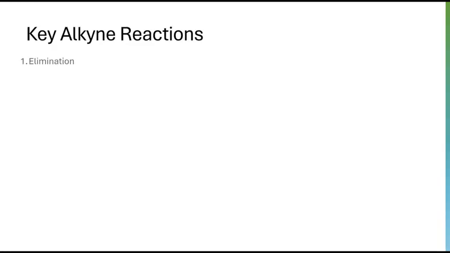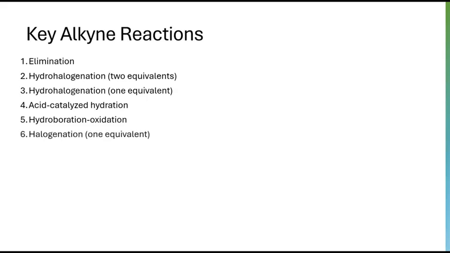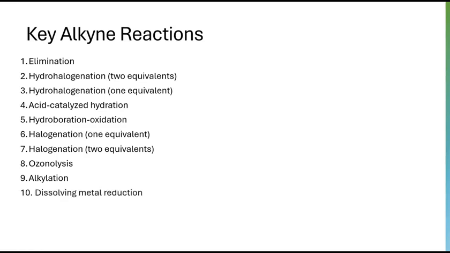Key alkyne reactions. 1. Elimination. 2. Hydrohalogenation, but we need 2 equivalents. 3. Hydrohalogenation with 1 equivalent. 4. Acid catalyzed hydration. 5. Hydroboration oxidation. 6. Halogenation with 1 equivalent. 7. Halogenation with 2 equivalents. 8. Ozonolysis. 9. Alkylation. 10. Dissolving metal reduction. 11. Hydrogenation. 12. Hydrogenation with a poisoned catalyst.